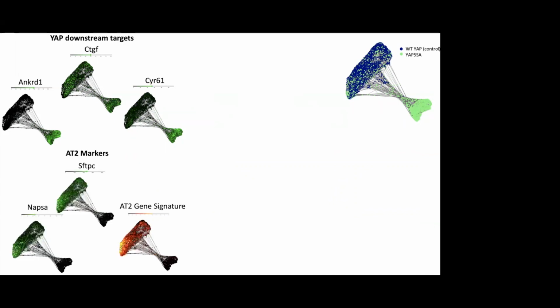And then just to show that that wild type YAP cluster is our type 2 population, they express SPC, NAPSA, as well as this AT2 gene signature that was developed using a human primary single cell data set by Habermann and Kropski that came out in 2020. And you can see that this wild type YAP cluster is very high in that type 2 cell gene signature.